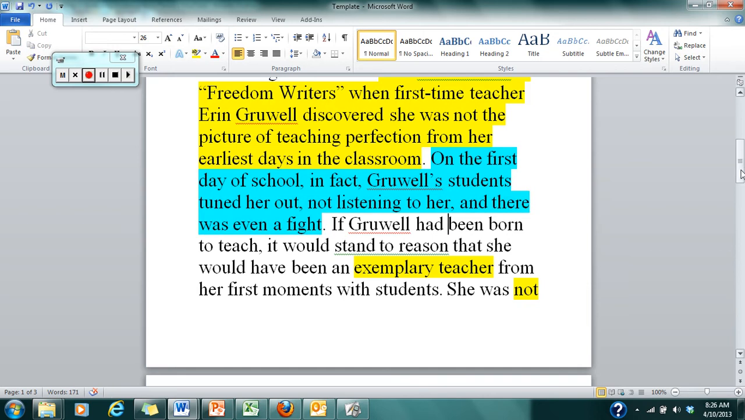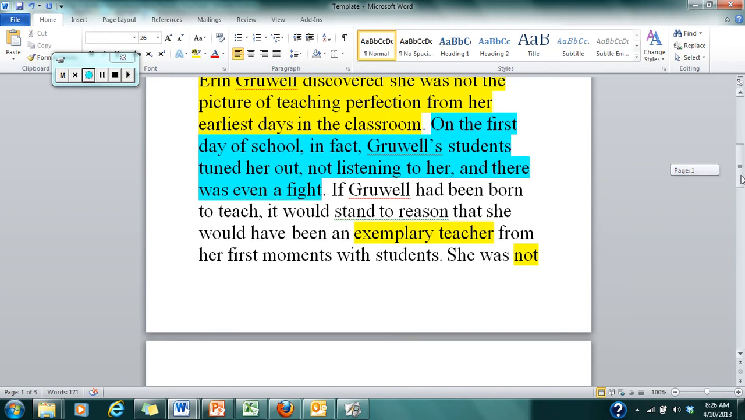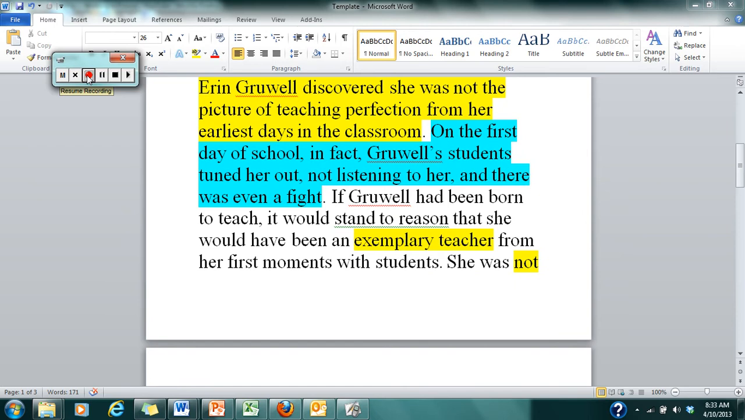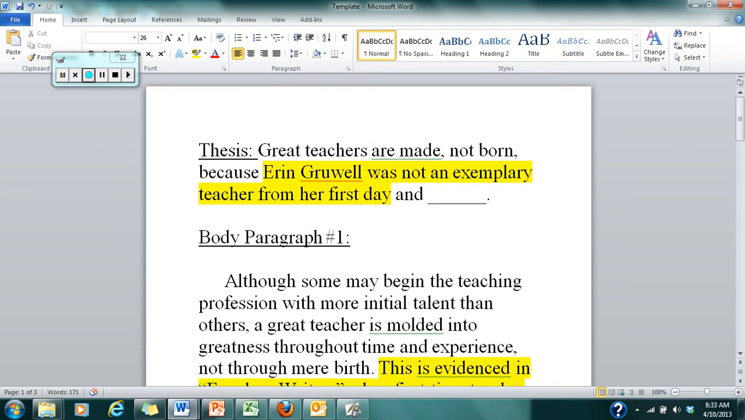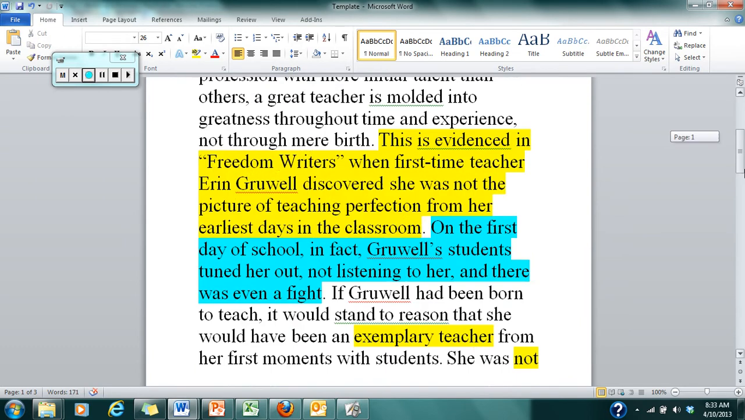And now I need to analyze it. This is the key piece of this. What I'm trying to show you is that you can use some repeat phrases from your thesis in order to maintain your focus in that analysis and to show your reader that you know what you're proving, what your reasons, what your points are. So if Gruwell had been born to teach, it would stand to reason that she would have been an exemplary teacher from her first moments with students. And again, notice, exemplary is repeated here from the thesis prong. So I'm repeating some language because that's helping me tie it together. It's helping me maintain my focus as a writer.